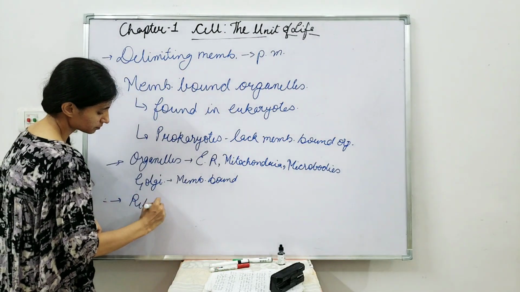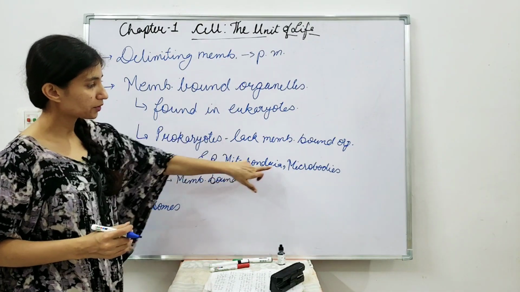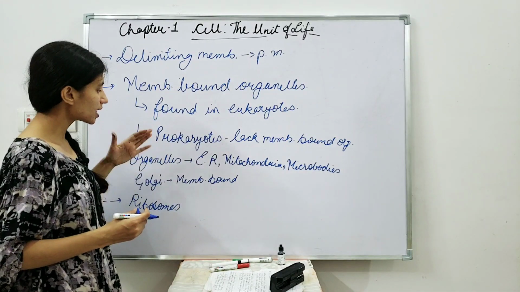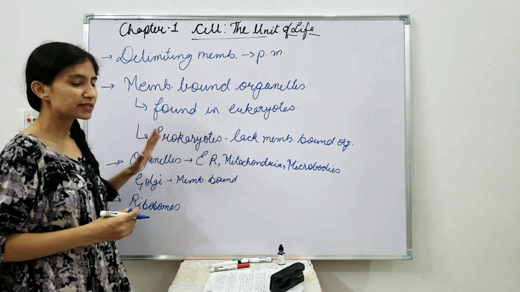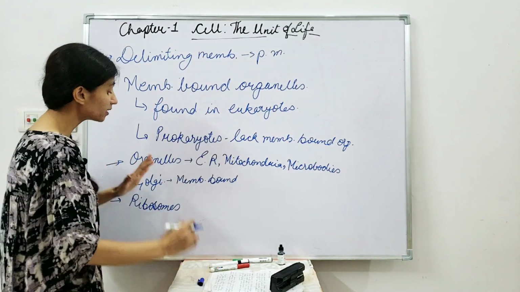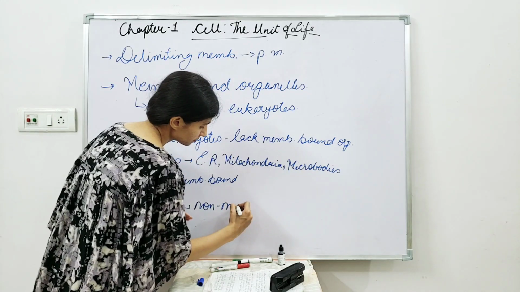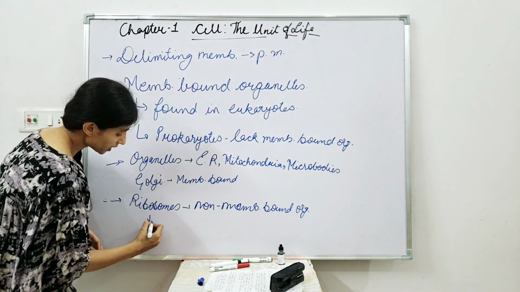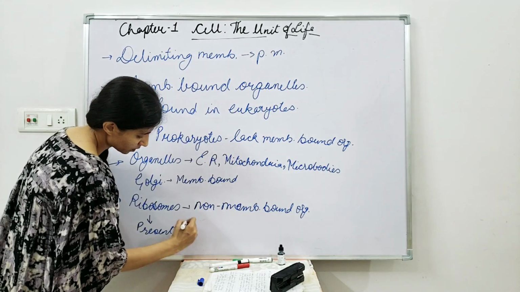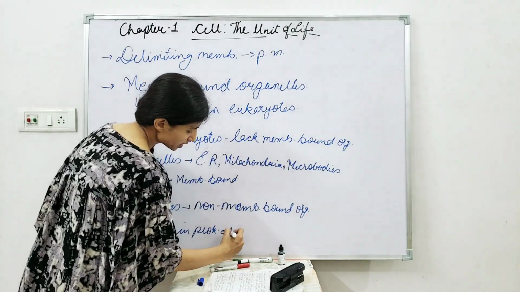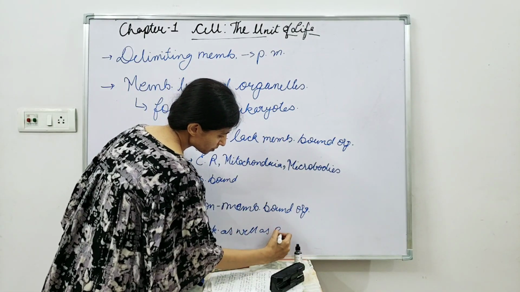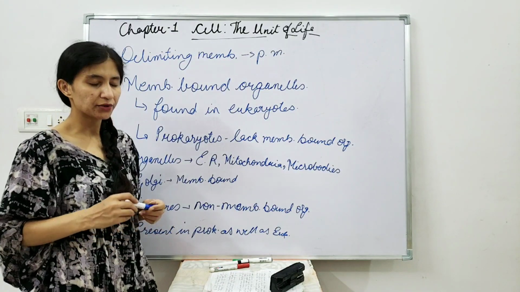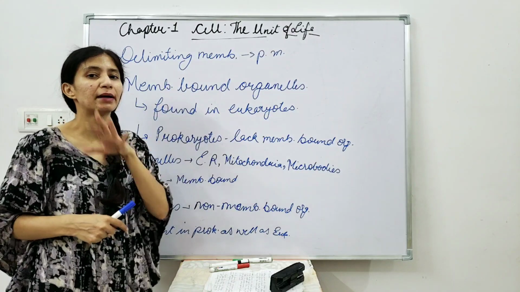What about ribosomes? If you look at these organelles, ER, mitochondria, microbodies, Golgi, and even lysosomes, all these organelles are present in the eukaryotes because they are membrane bound. So they are present in eukaryotes, which means they are absent in prokaryotic organisms. But ribosome is a non-membrane bound organelle. Okay, because it is non-membrane bound, it is present in prokaryotes as well as eukaryotes. So ribosome is present in both prokaryotic and eukaryotic organisms because it is a non-membrane bound organelle, which means it doesn't have a membrane outside it.